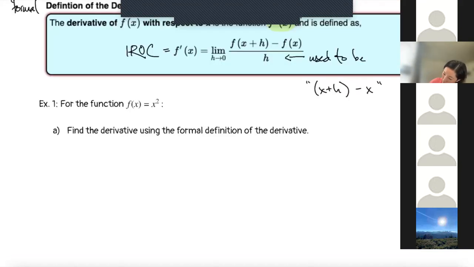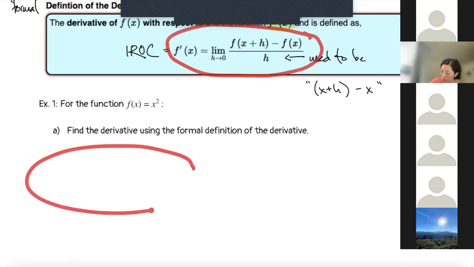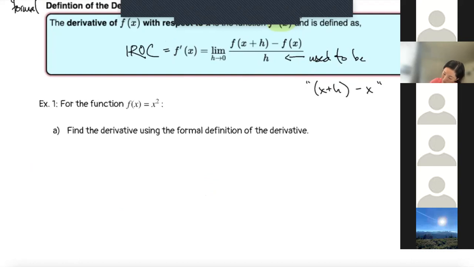And so what we're going to do here is simply take our formula right up here and copy it down right over here. Okay. So we can say that f prime of x equals the limit as h approaches 0. What does that part mean again? Like, why do we have the limit as h approaches 0?